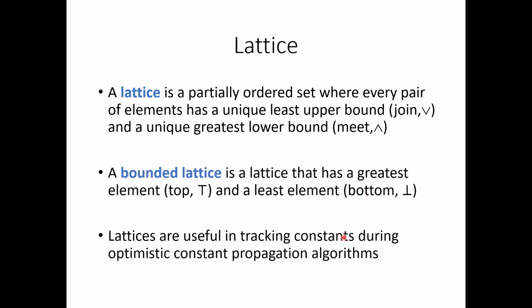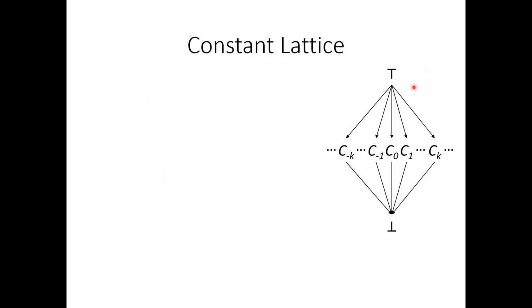Lattices are useful because they help us track constants when we are doing optimistic constant propagation. Okay, let me do an example. This is an example of a constant lattice. It's a partial order. Every item in this lattice, every item in the set, is a constant.